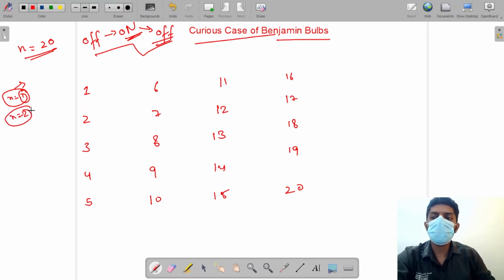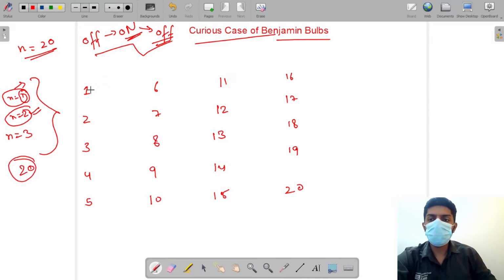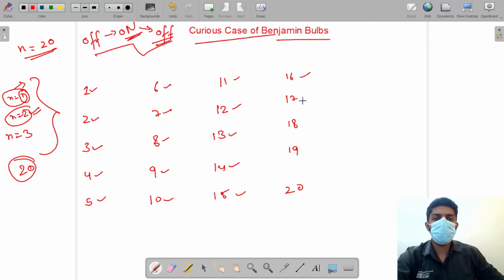For the second toggle, only multiples of 2 will be toggled. For n equal to 3, only multiples of 3 will be toggled, right? And we toggle them 20 times. So in the first toggle, every bulb will be toggled because every number is a multiple of 1. So let's put a tick for each bulb toggled. Initially every bulb was at off position. So in the first toggle, every bulb will be switched on, right?